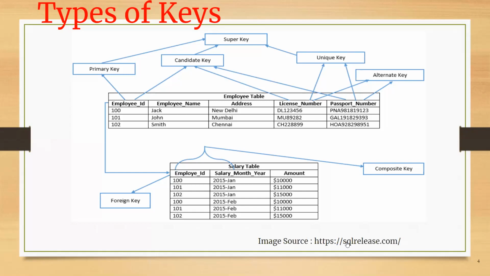Next we have unique key. When I talk about unique key, it is somewhat similar to your primary key. It also doesn't allow duplicate values. But one difference between primary key and unique key is that unique key allows at least one null value, whereas primary key will not allow any null value. So in unique key, if you are defining any column, then you can have at least one null value.